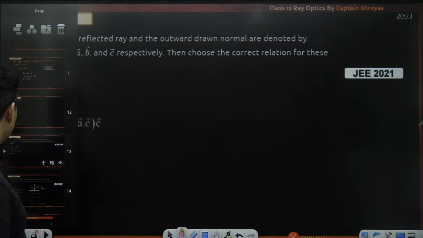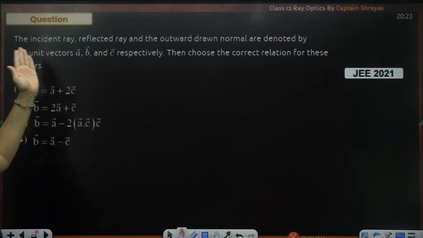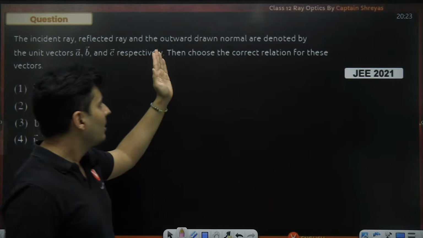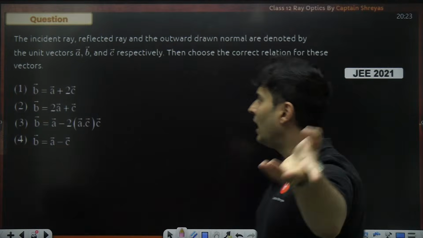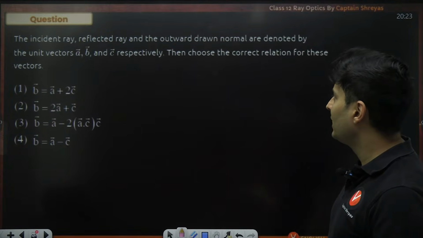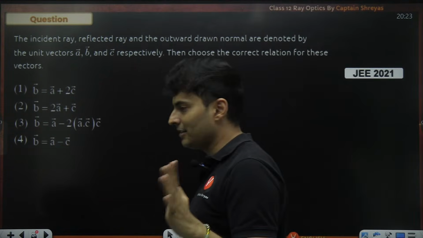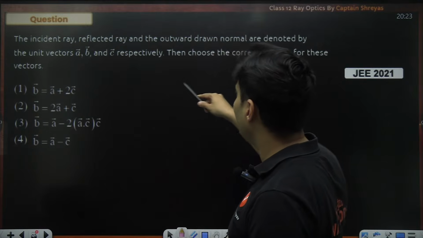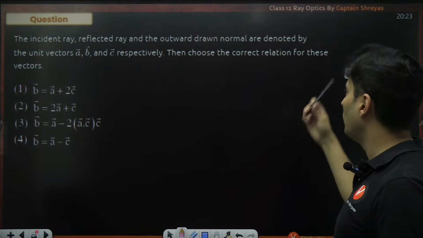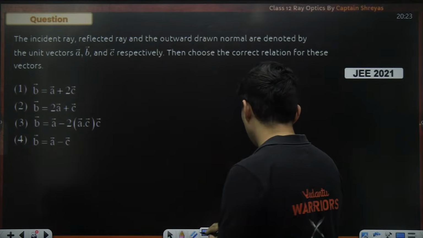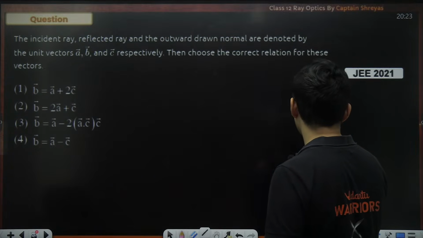And this is also a vector question. This was asked in JEE. The incident, reflected, and the normal drawn are represented by vector A, vector B, and vector C respectively. Choose the correct relation for these particular vectors. Incident ray, reflected ray, and the outward drawn normal. Okay, so let us show this particular diagram now.